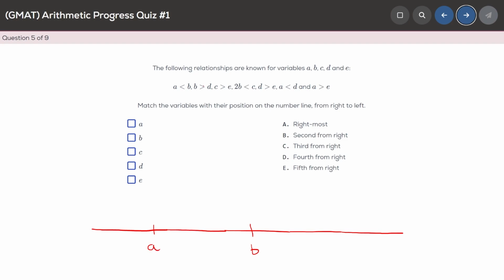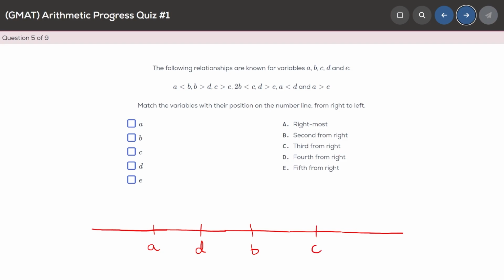The next piece of information is that B is greater than D, but I don't know whether to put it here or here. So what do we know about A and D? We know that A is less than D, so I can put D right in the middle of them. What's the next piece? C is greater than E. I don't know where E is yet, so let's ignore that for now. We know that 2B is less than C. If 2B is less than C, then B is definitely less than C, so we can put C over here somewhere.